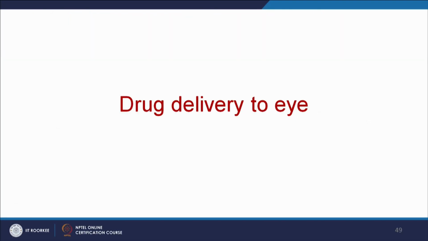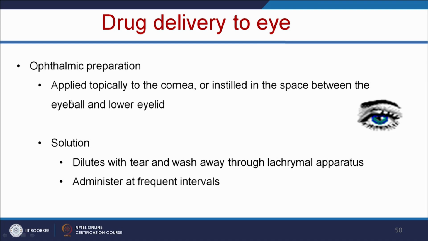So, let us see how we can deliver the drug to the eye. In the ophthalmic preparation, it can be applied topically to the cornea, or it can be instilled in the space between the eyeball and the lower eyelid. We can use a solution, but the problem is that it dilutes with the tear and washes away through the lacrimal apparatus.